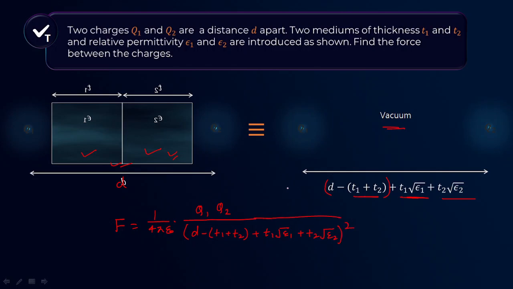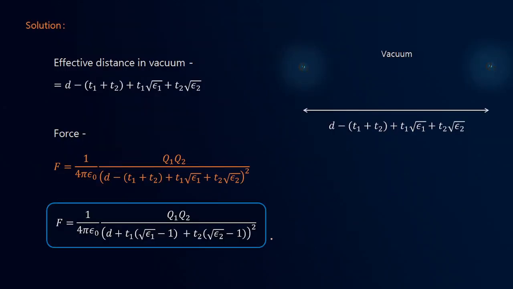So this was nothing but D effective, we can say, and we can just put in the value and simplify if they ask in simplification. Simple, easy, right? Now, the effective distance in vacuum will be this value, and then we can find the force, that is 1 upon 4 pi epsilon naught Q1 Q2 by effective separation squared. So we can simplify if required, otherwise we can leave it like this.